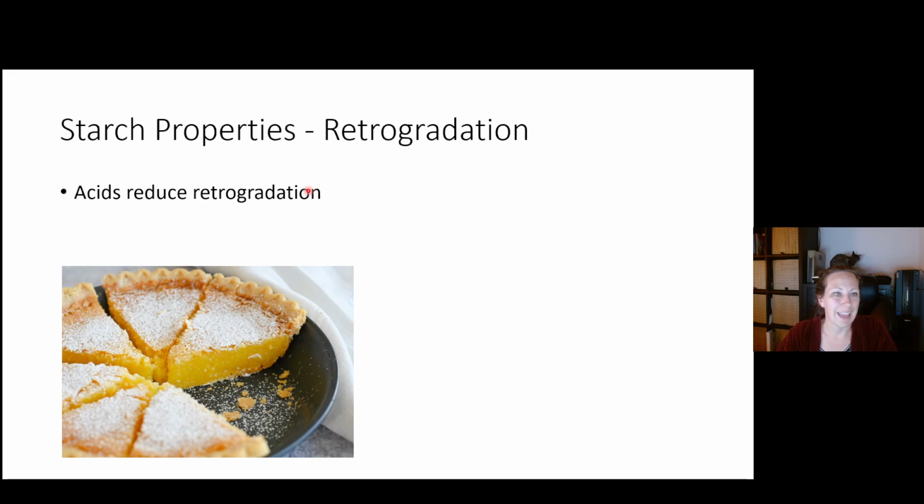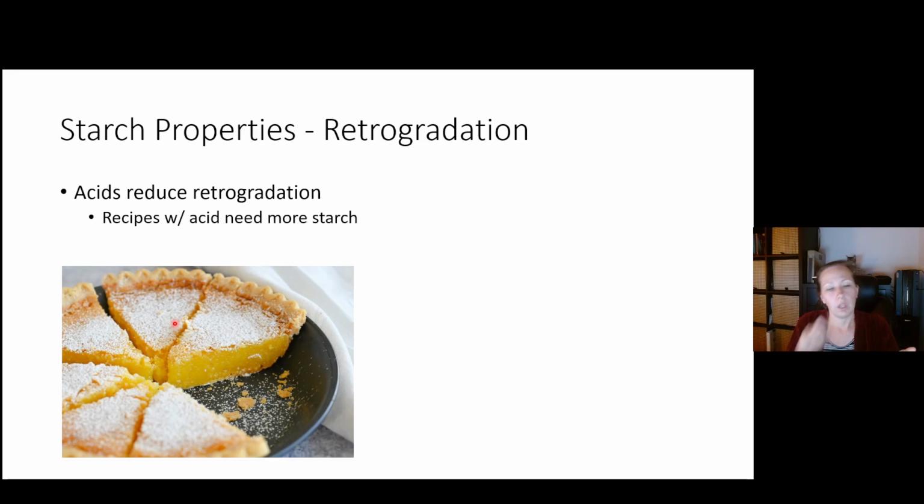So acids reduce retrogradation. And the book gives this example, and I'll just kind of repeat it, but if you think about a lemon pie, there has to be acid in it because you have to have that lemon flavor. But you need it to set because there's not a lot holding all of this together, right? Except for the complex carbohydrates.